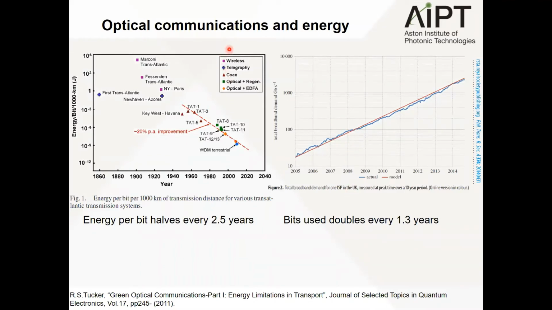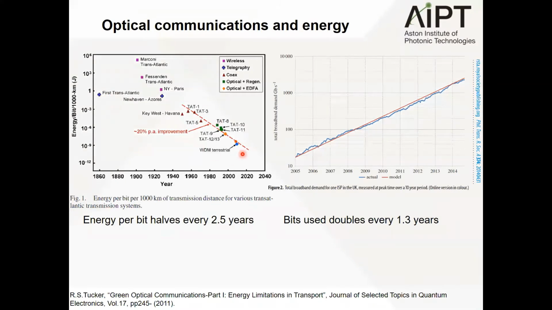The other thing that we're worried about in optical communications is energy consumption. And we've been doing very, very well with the energy consumption. Taking a result from Rod Tucker here on submarine systems, we have been reducing the energy per bit remarkably since we first introduced transatlantic communications and Marconi with the radio in the first 1858 cable.